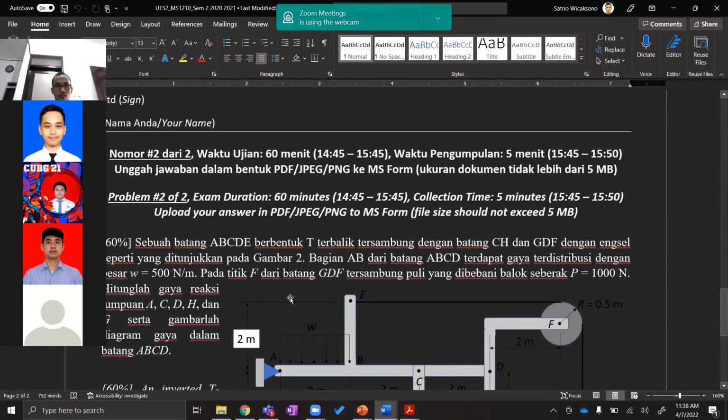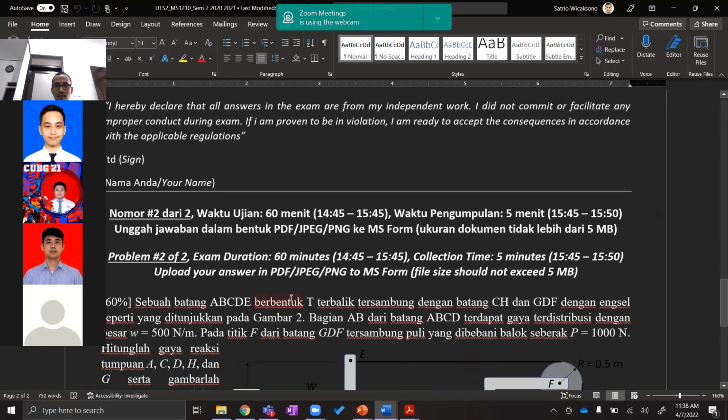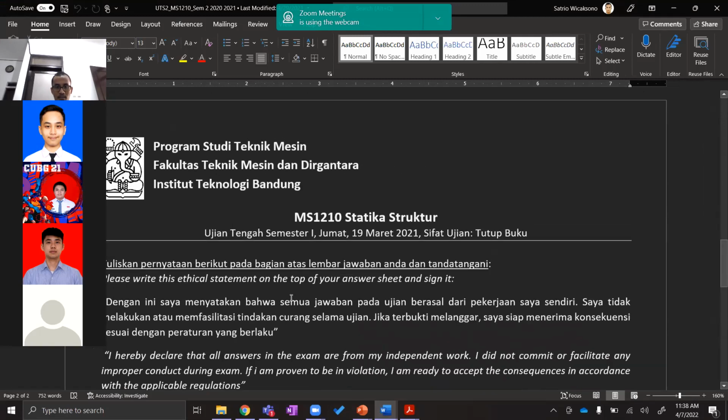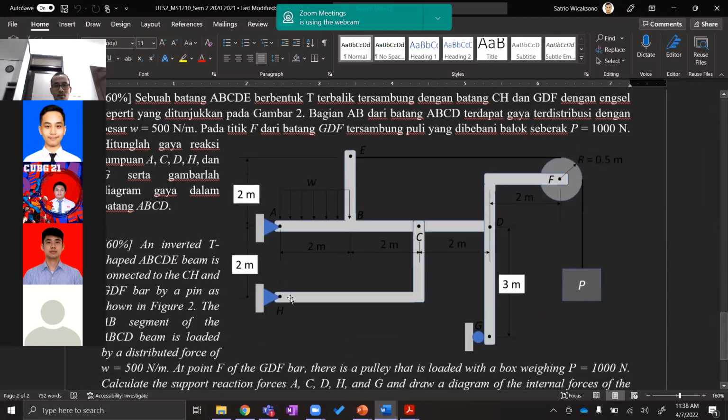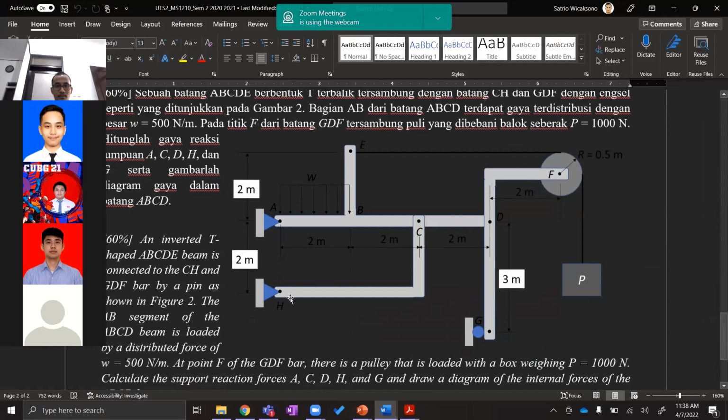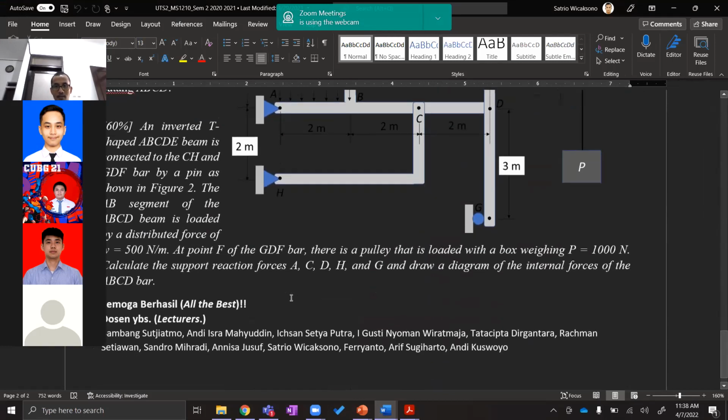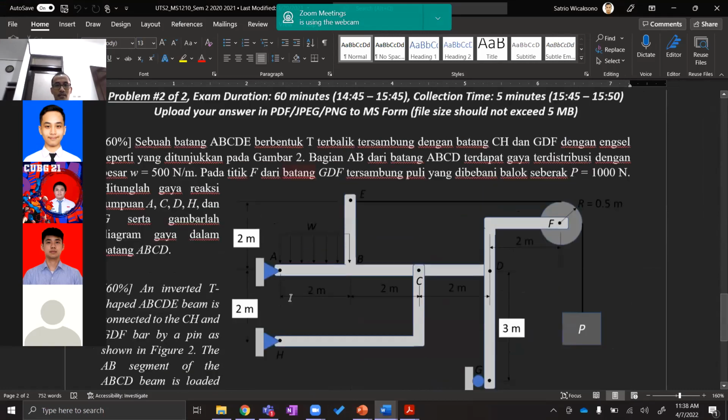This one is the exam problem. I believe it's from the pandemic, last year. This one is last year's problem. So it's quite complicated there, but it's still solvable.